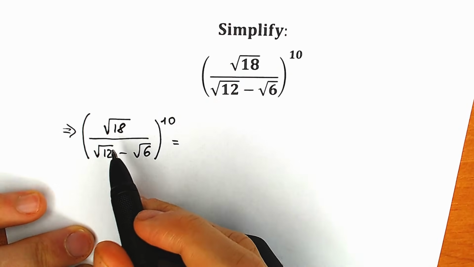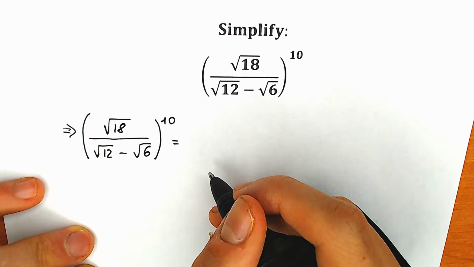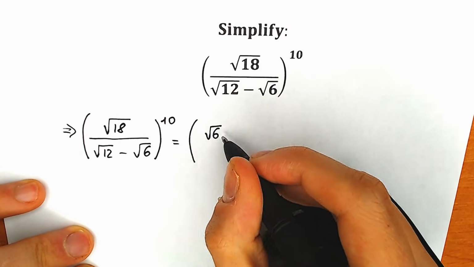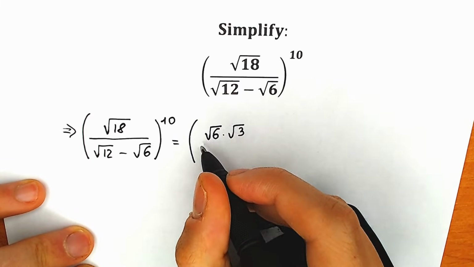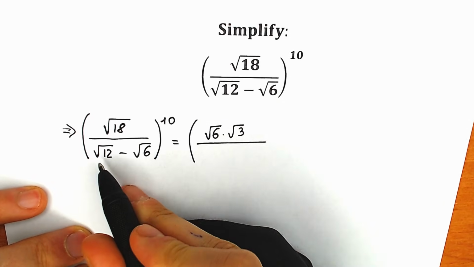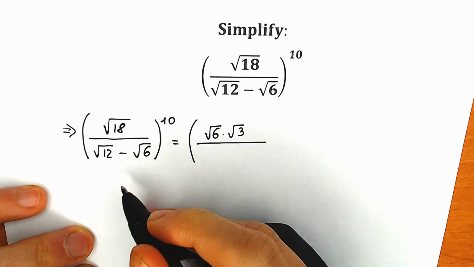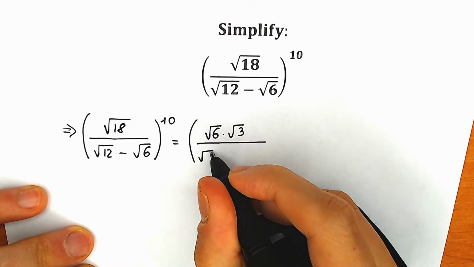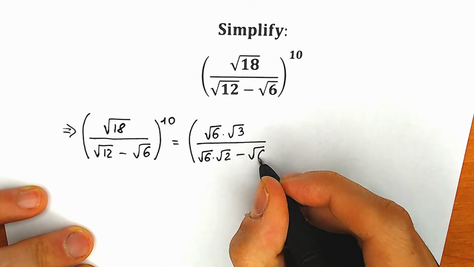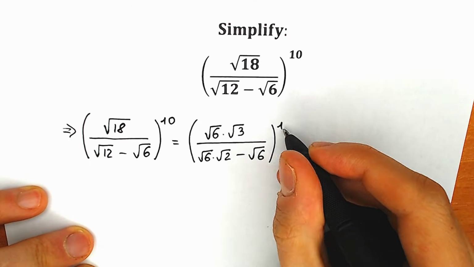Right now, the square root of 18 can be written as the square root of 6 times the square root of 3. This is our first step, so we can easily split it like that. And the square root of 12 can be written as the square root of 6 times the square root of 2. Let's do it. So the square root of 6 times the square root of 2, minus the square root of 6, raised to the power 10.